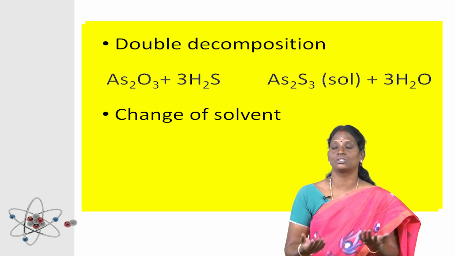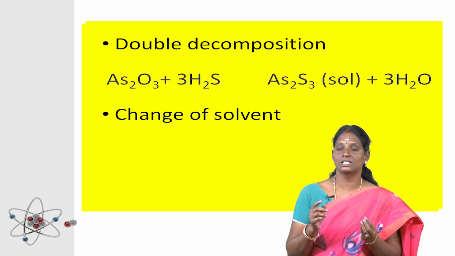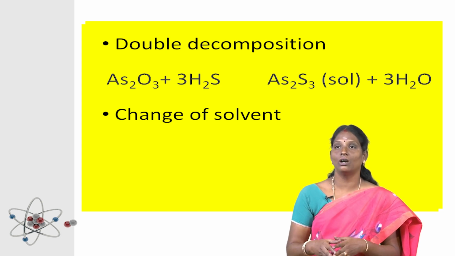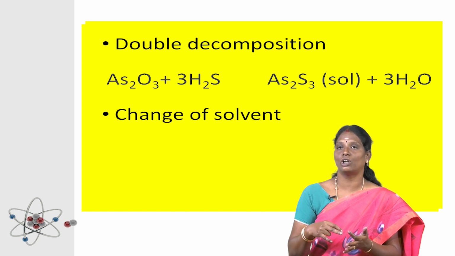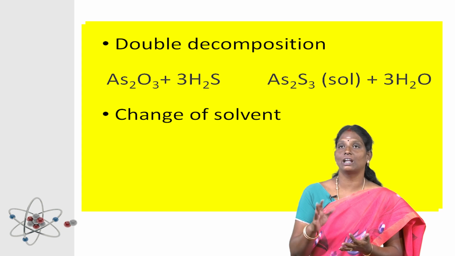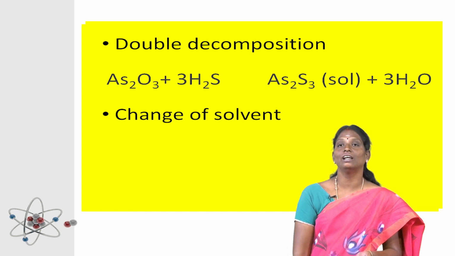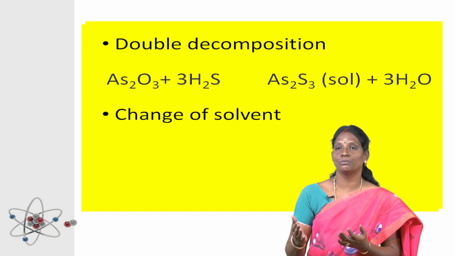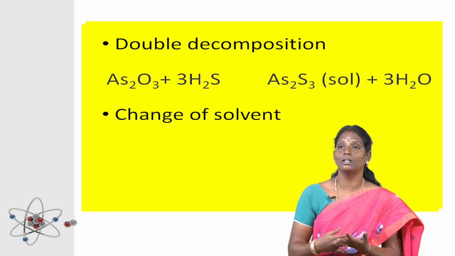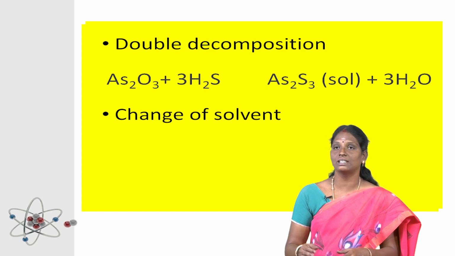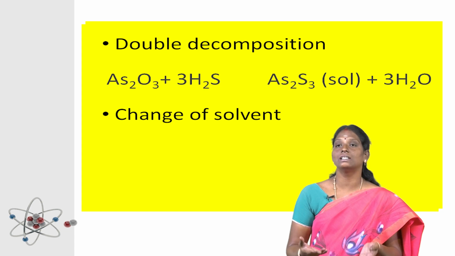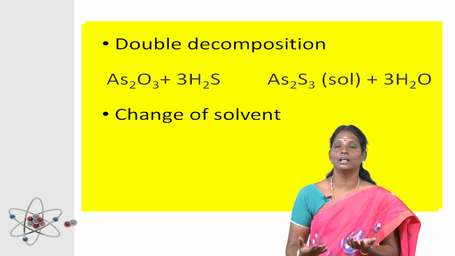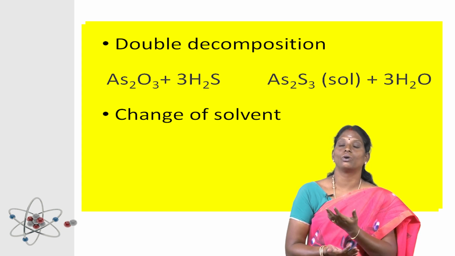Last one, change of solvent. When a solution of sulfur or resin in ethanol is added to an excess of water, the sulfur or resin sol is formed owing to decrease in solubility. The change of solvent can also be used to prepare a colloidal solution. How do you prepare it? When a solution of sulfur or resin in ethanol is added to an excess of water, we can get the sulfur or resin sol. These are the preparation methods for colloids.